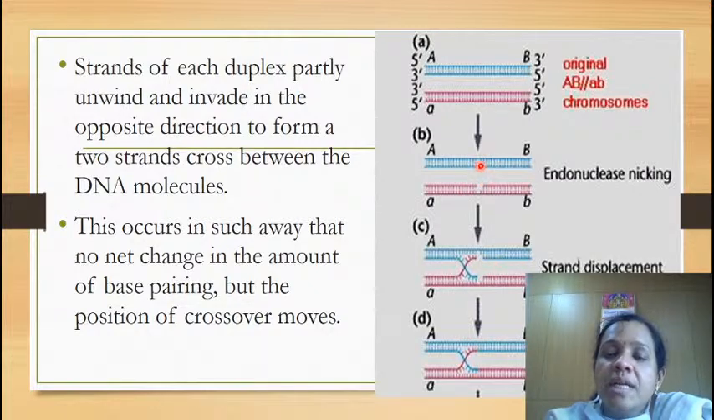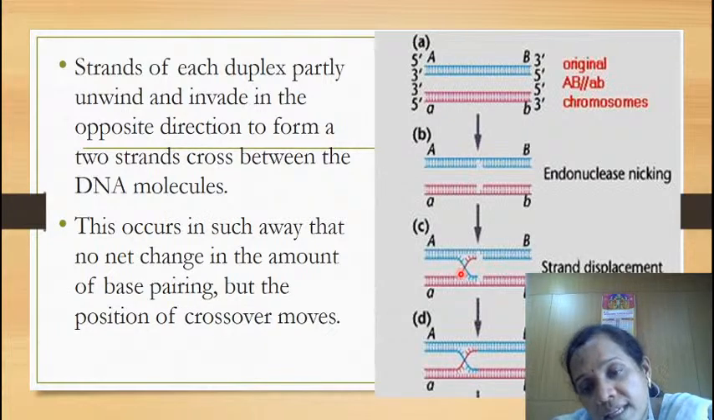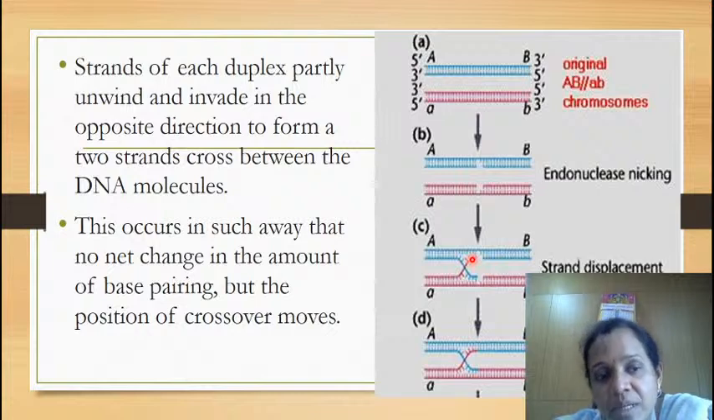The endonuclease brings about a small nick in one of the strands. This is a double helical strand, and this is a double helical strand. So, from the double strand, one strand will break, and here also one strand will break. Now there is a nick here, and there is a nick here. This strand will combine with the strand that is present below. This strand will align with the strand that is present above. So, there is crossing between the two DNA molecules.